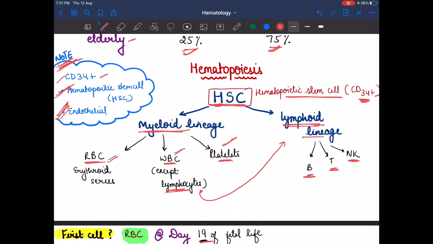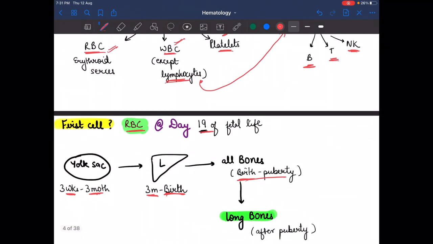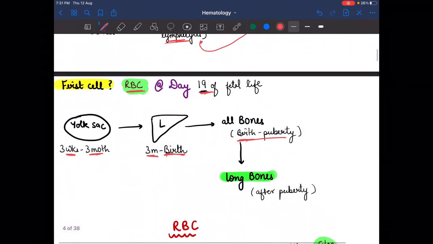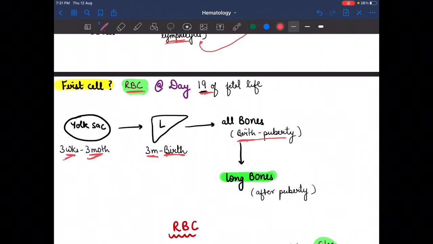Now I'm going to ask you, what is the first cell to be present in early fetal life? Our answer is RBC. RBCs are the first cells, present at day 19 of fetal life. From 3 weeks to 3 months, the RBCs are present in the yolk sac. After the yolk sac, they move to the liver, then to the bones, and after puberty, they move to the long bones.